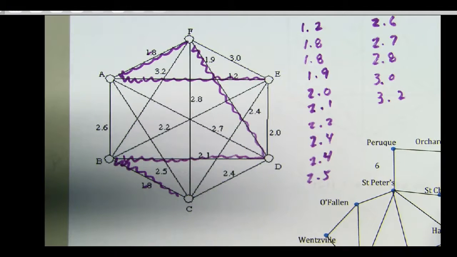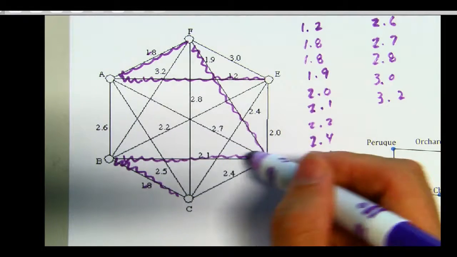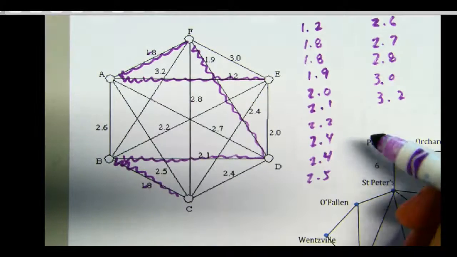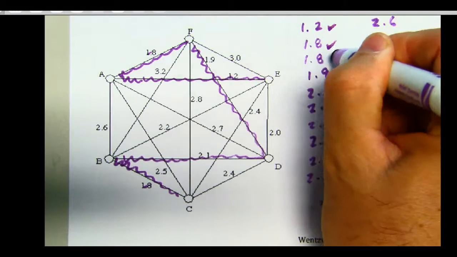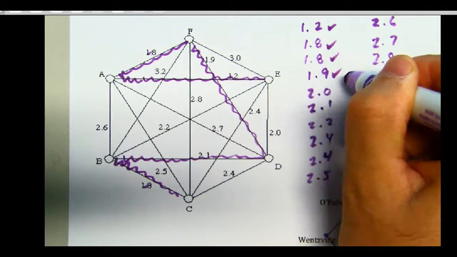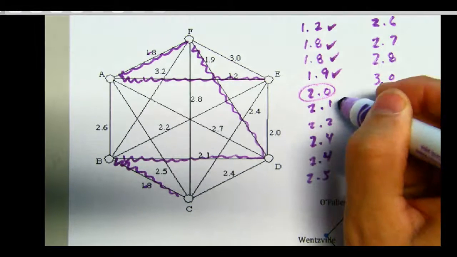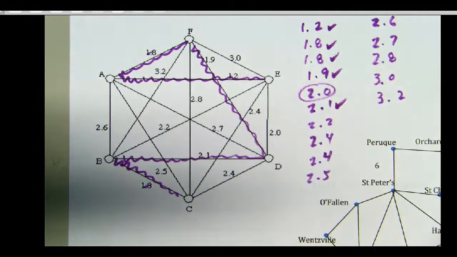Now the question is do I have all of the vertices incorporated? And the answer would be yes, and everything is connected as well. And so this last one made a connection so that we do have a network all together there. So I used the 1.2, 1.8, 1.8, 1.9. I had to skip this one, and then I did the 2.1. That was all I had to do.